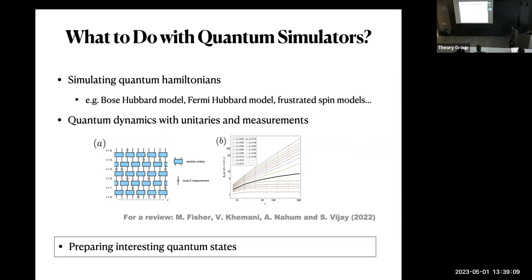That has also been an exciting direction. People have seen transitions in the entanglement structures by tuning the measurement rate of these hybrid circuits. You can see a review here.